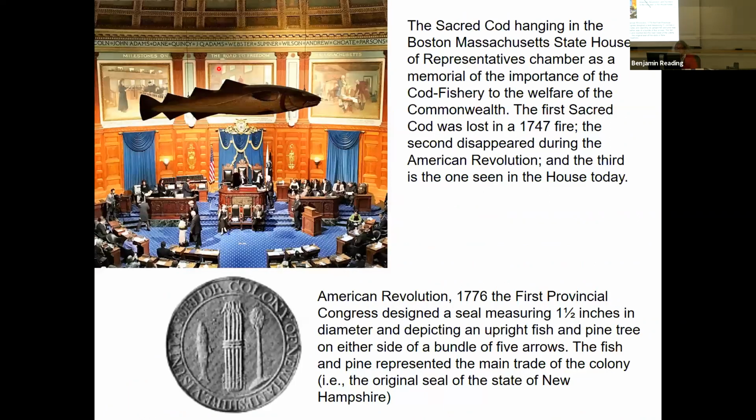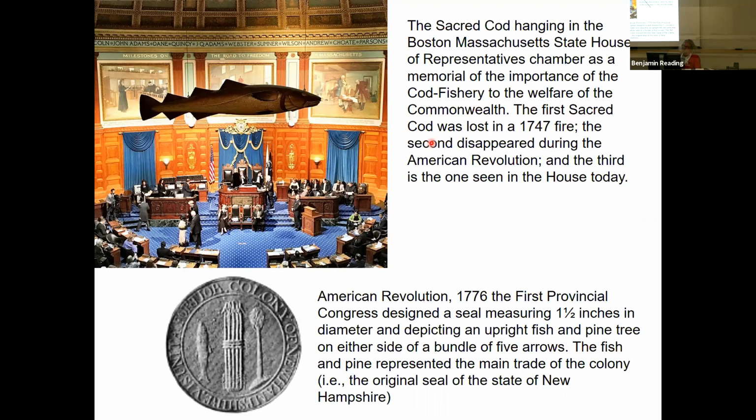Now, cod was a very important fishery in the colonial United States, even in the colonies before the United States, when it was still Britain. The sacred cod hangs in the Boston, Massachusetts State House of Representatives. It's in the chamber. Here it is, the House of Representatives chamber. Here's the cod. This shows the importance of the cod fishery to the welfare of the Commonwealth before it really became the state of Massachusetts.